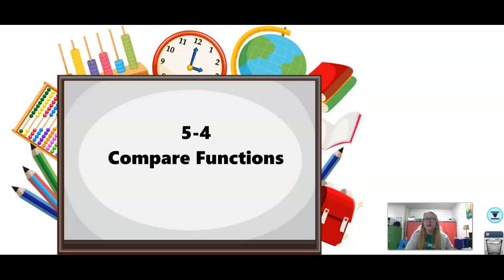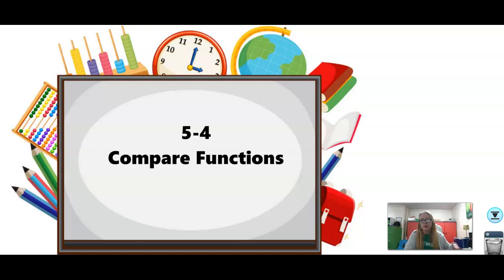Hello, boys and girls. This video covers section 5.4, comparing functions. In the previous section, we were writing equations for functions. In this section, they're going to give you two functions, and you will need to be able to create equations for both of them and then make comparisons.